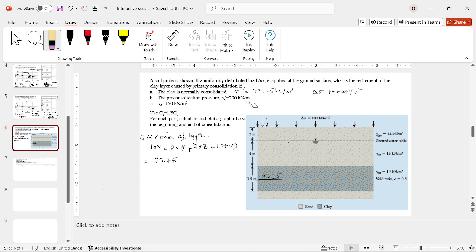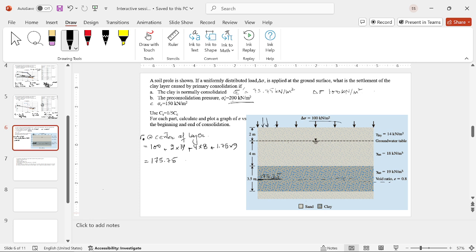Now case 2 is that the pre-consolidation pressure is 200 kilonewton per meter square. So in case 2, what will happen is that if we apply 100 kilonewton per meter square loading here, actually let me show you through the question itself. It will be clearer. This way it may become a little confusing.